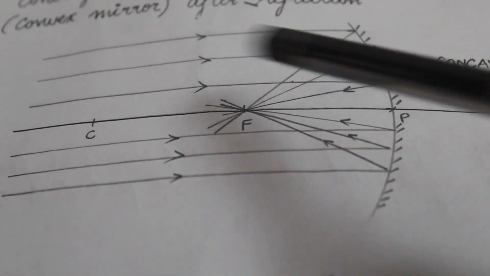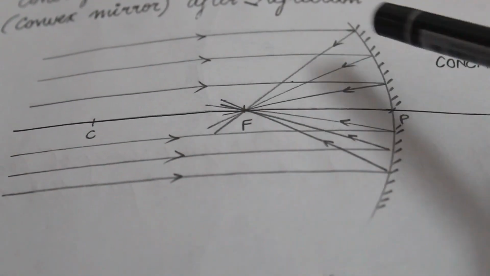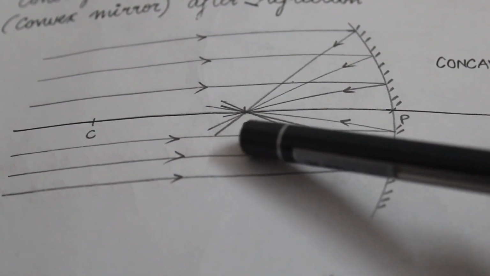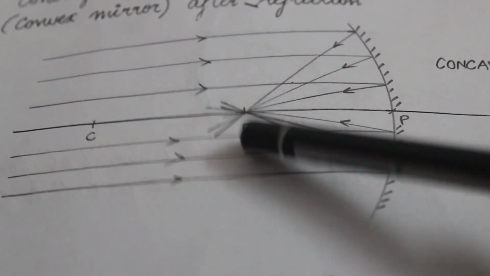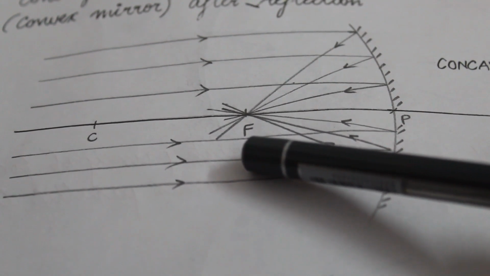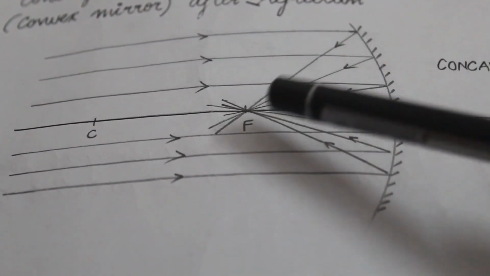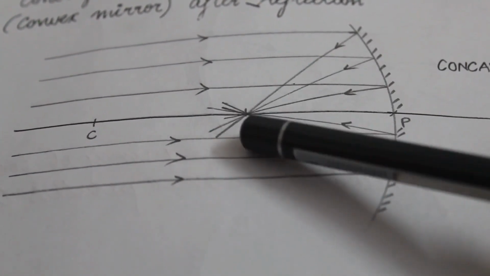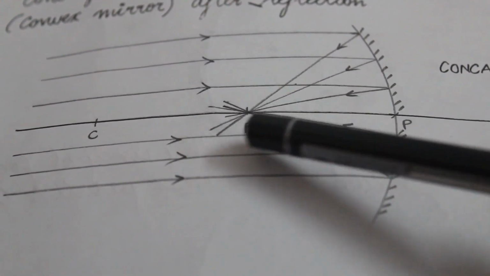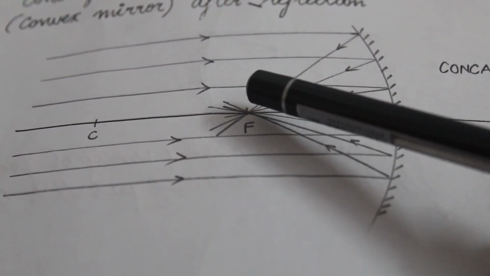The rays are parallel to the principal axis. After reflection, they tend to meet at a point which is on the principal axis, and this point is known as the principal focus. As you can see, the reflected rays are actually meeting at point F, so the image formed at F will be real and inverted.